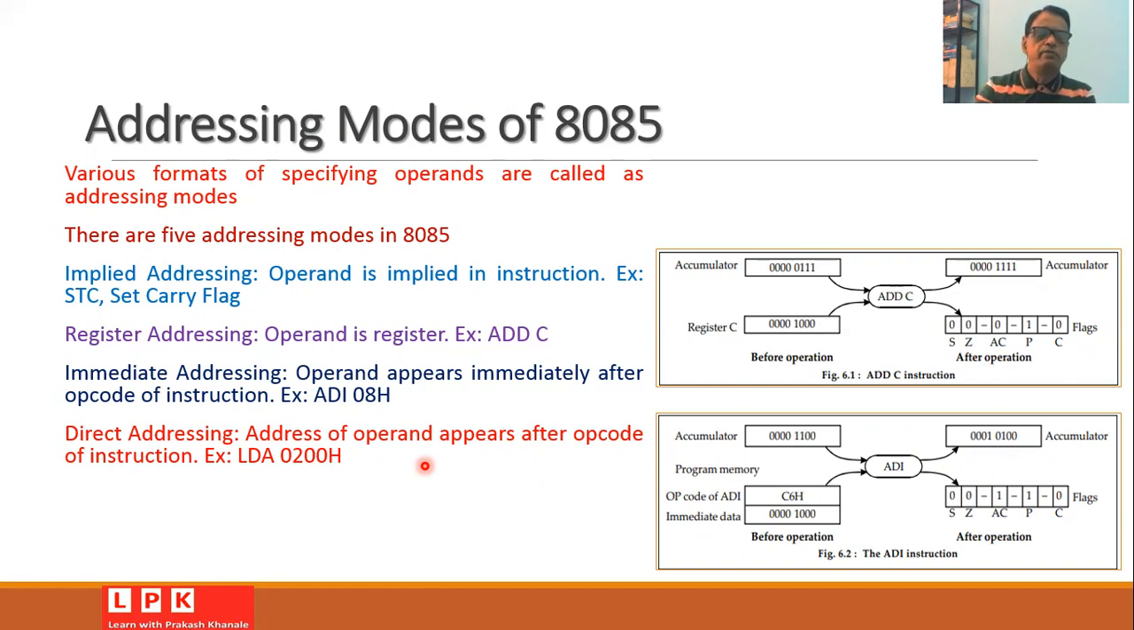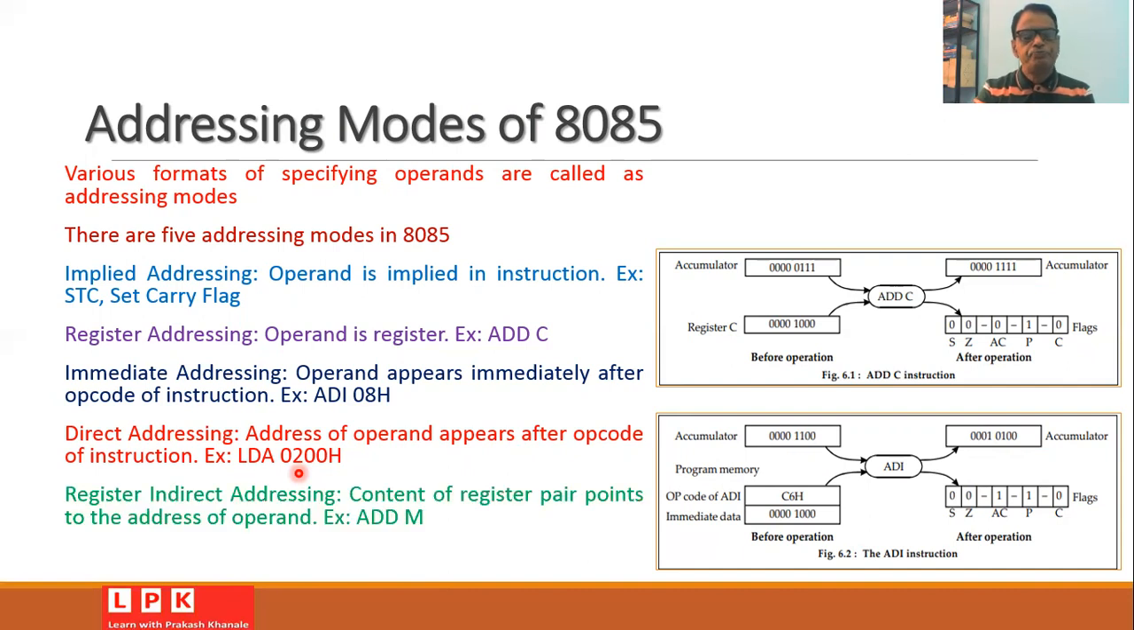So for example, when we write the instruction such as LDA (load accumulator) 0200H, then we are asking the microprocessor to load the content of the memory location into the accumulator. So the address of the location is also mentioned in this instruction, and thus this type of addressing is called direct addressing.